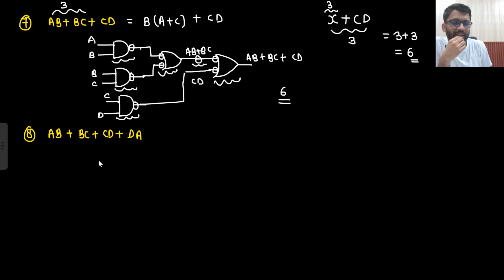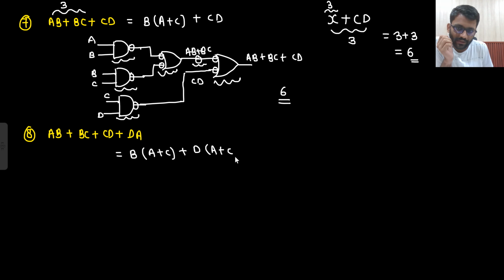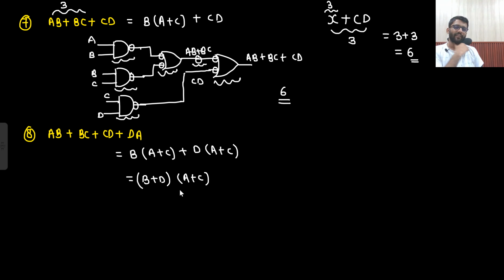Can you take anything common here? Yes, I can take anything common. So B will come common, A plus C. Plus, can you take anything common from here? Yes, I can take D as common. So A plus C. So what will be happening? B plus D into A plus C. Now very interesting thing I will observe here. What is that? If I assume B plus D as X, so X into A plus C.